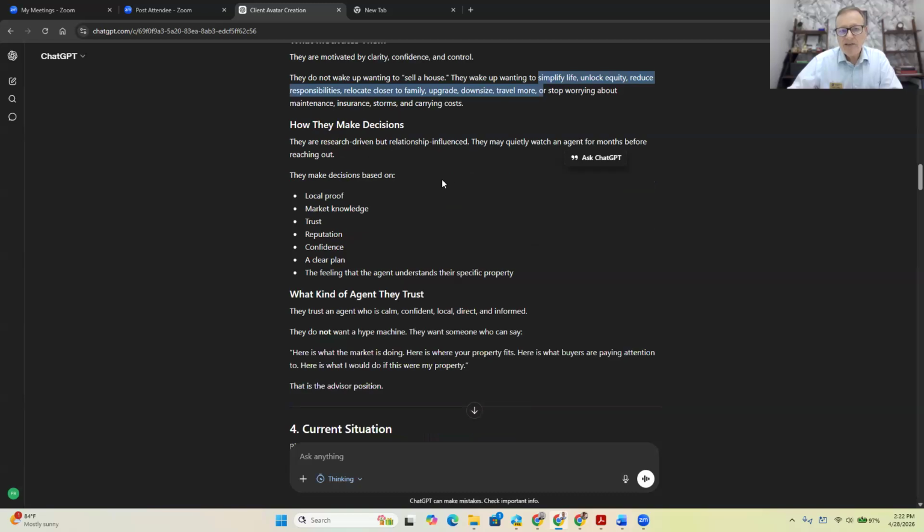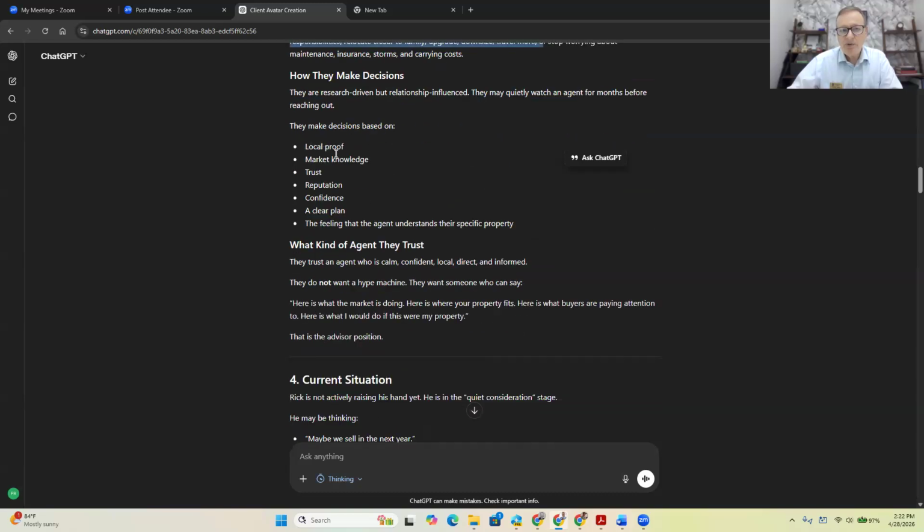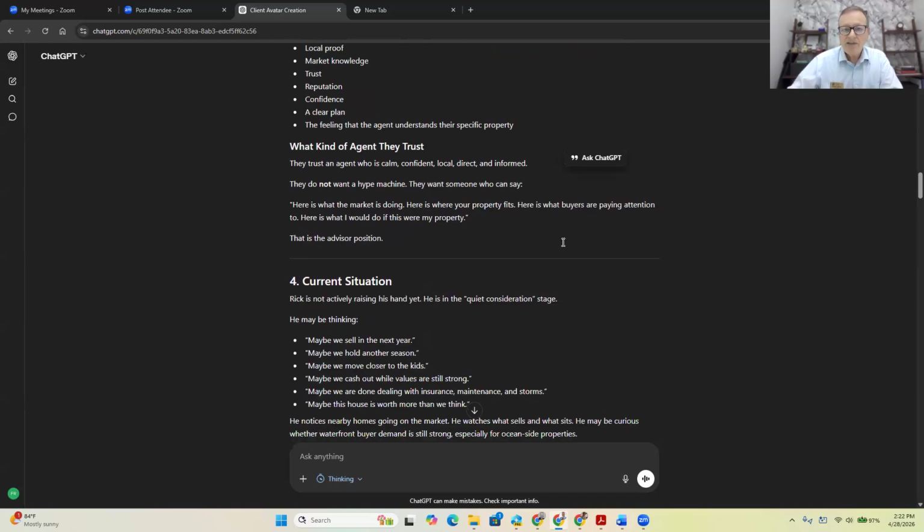Okay, how do they make decisions? They're looking for proof, market knowledge, trust, reputation, confidence, a clear plan, and the feeling that the agent understands their specific property. So this is even more important because, again, we talk about specificity and making sure that we are targeting the area that we want to work in.